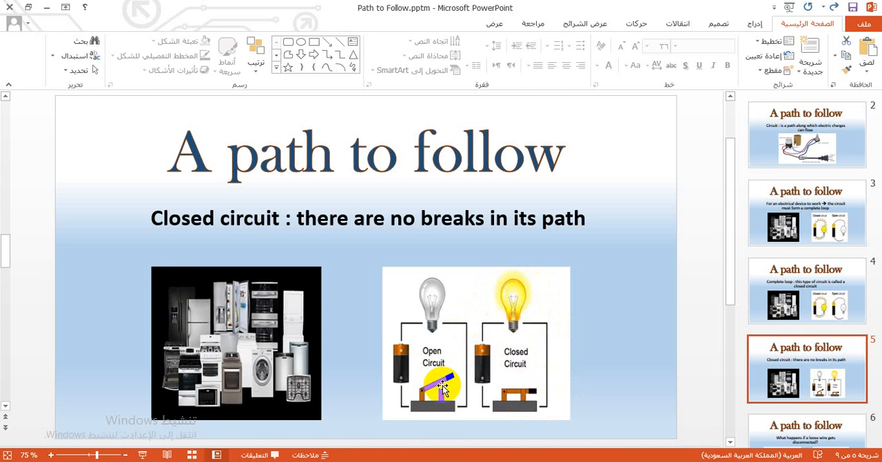But when we open this switch, what will happen? When we switch off the light, what will happen here exactly? It works like disconnecting the circuit here. When you disconnect the circuit here, the electric charge will not flow through the circuit. So the lamp here will not work.